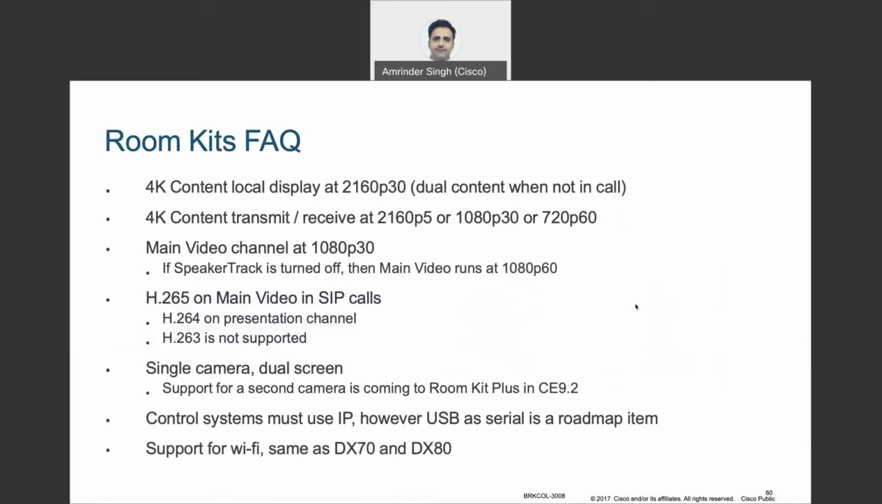Some FAQs for the RoomKit units, 4K content display. So local display could be 4K. Local content for transmitting could be 2160 at 5 frames. You can have 1080p 30 frames or 720p 60. Main video source, a main video channel. So basically the call that you connect will still be on 1080p. Yeah, it also supports H265, similar to SX80. So that's mainly all about it.